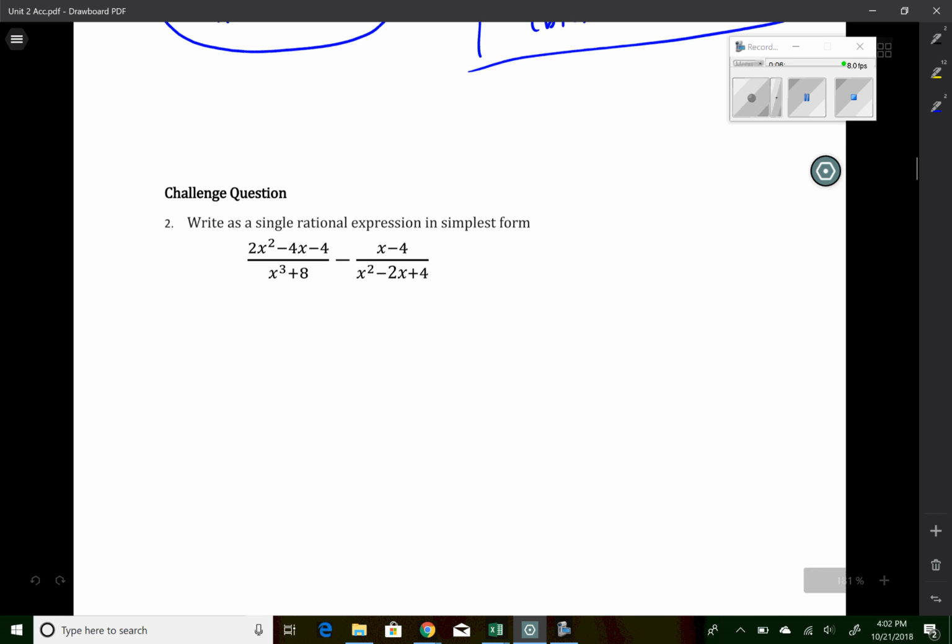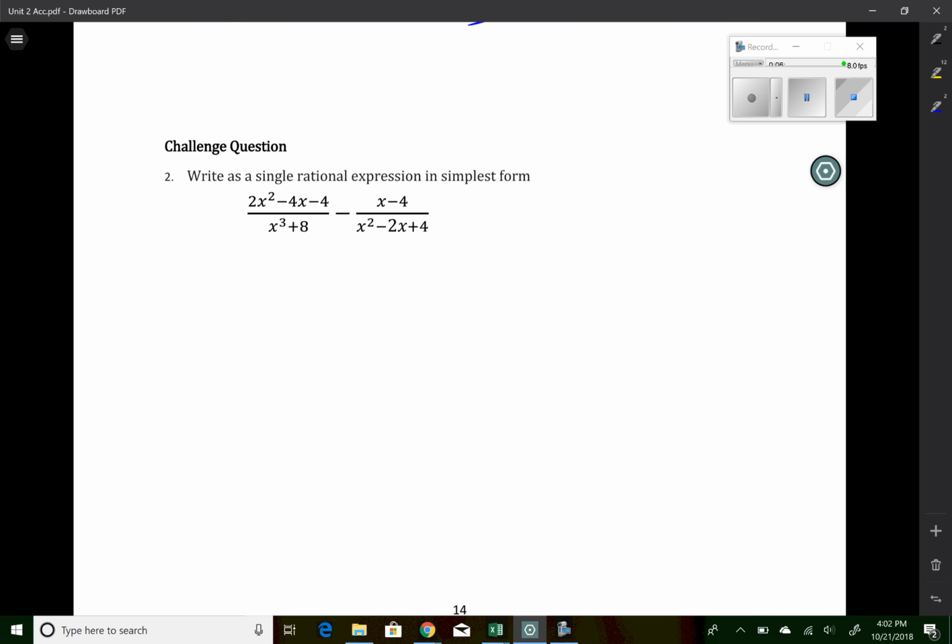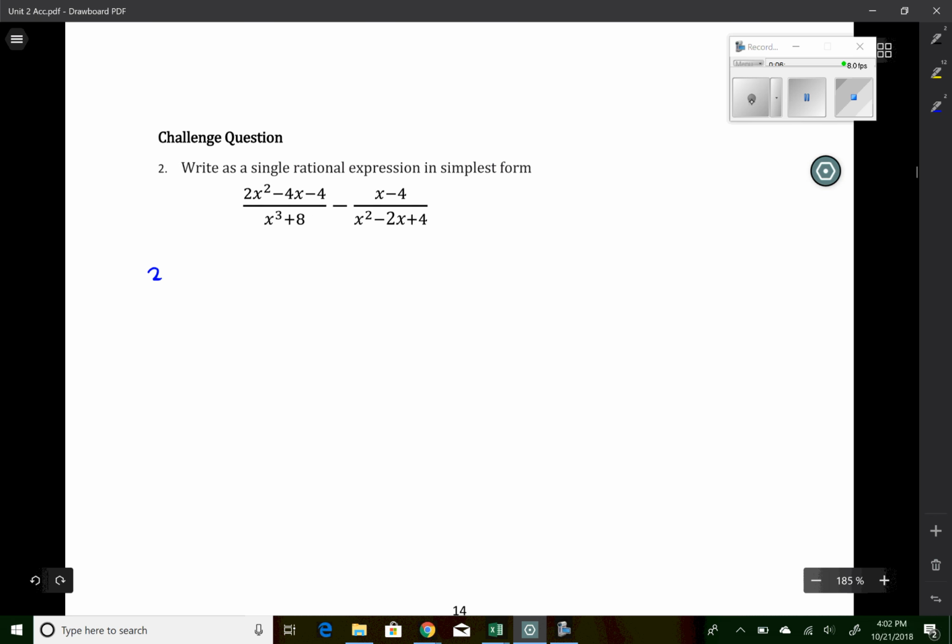And the last one, a challenge question. So it says, write as a single rational expression in simplest form. So to do this, we have to do some factoring. So the first numerator is going to stay the same for now. The denominator is going to become x plus 2, x squared, same opposite, minus 2x plus 4. The second fraction already has the x squared minus 2x plus 4, so I just have to include the x plus 2.